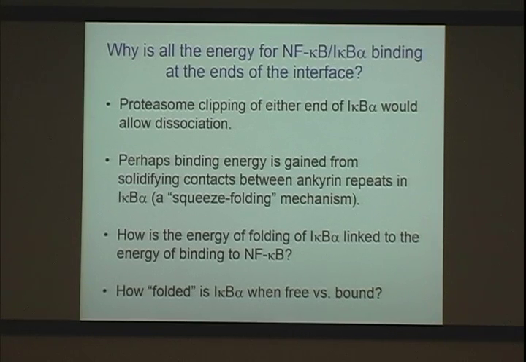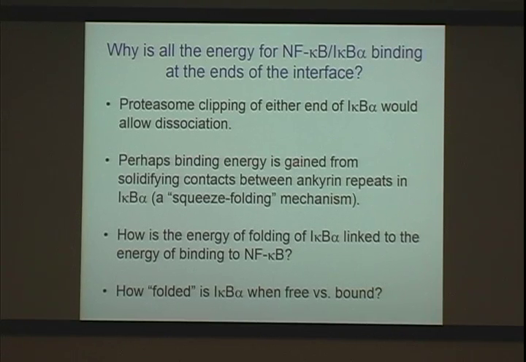One is that we know that proteasome clipping is involved in degradation of IkB alpha, both when it's in complex and when it's free. And so it's possible that you need to make the ends of the interface somewhat like Achilles' heels, if you will, so that the proteasome just has to start degrading and then the entire complex comes apart. Another hypothesis is that it's possible that we actually gain binding energy.